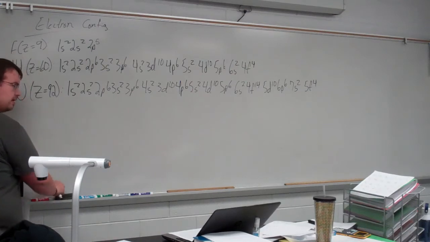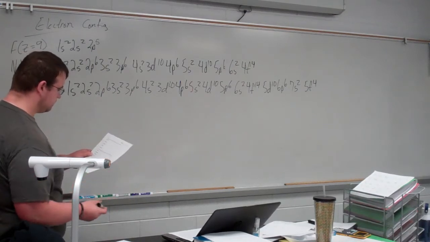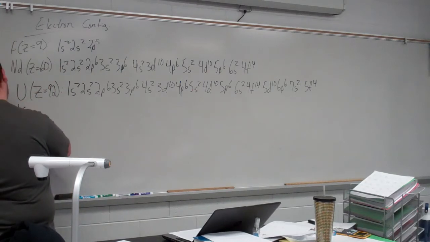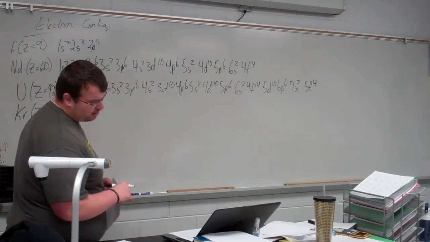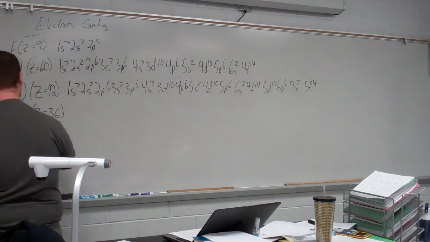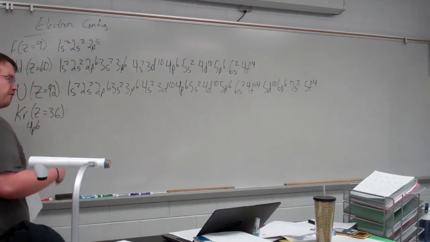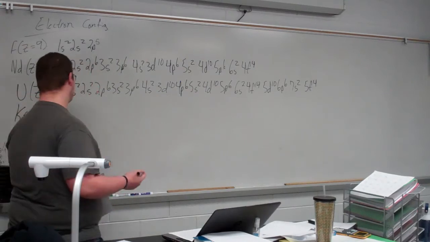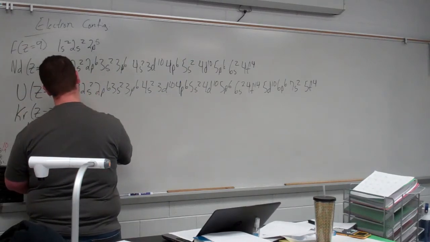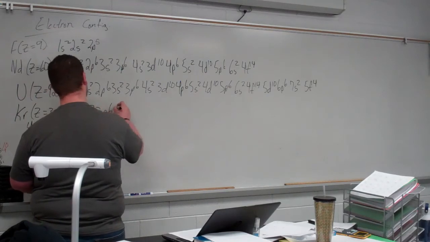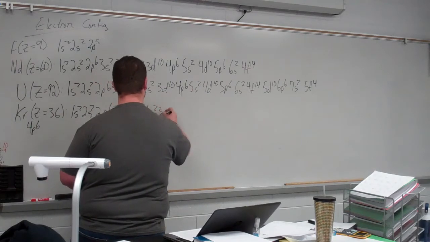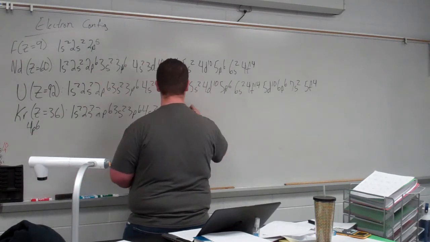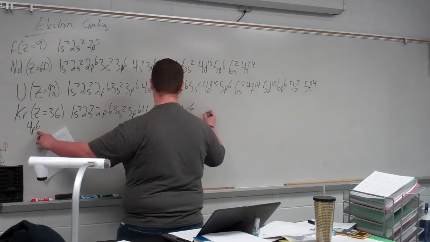All right. Questions on uranium? Let's do krypton. Atomic number 36. A little bit of a journey, not so long this time. Krypton ends at 4P6. Hopefully you're figuring out how I'm picking my endpoint. So 1S2, 2S2, 2P6, 3S2, 3P6, 4S2, 3D10, and 4P. That's my stopping point, and I got 6.